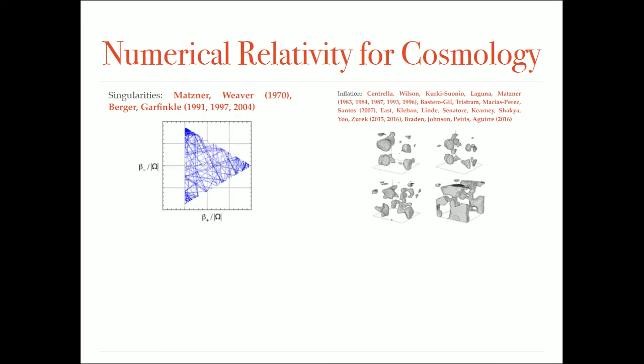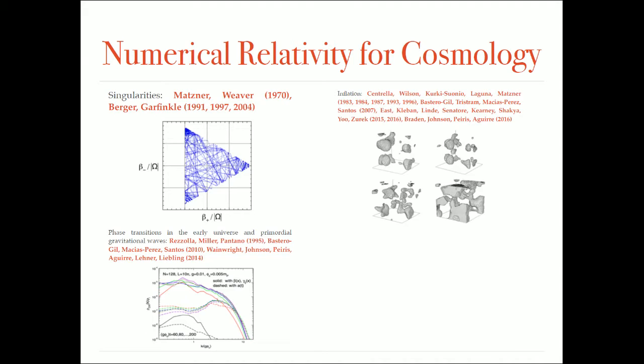And this is something that there was some work on in the 80s, but also something that quite recently has been resurrected. The generation of tensor modes in the early universe has also been studied with this system. Obviously, in order to study that, you need something that takes into account the relativistic tensor modes of the gravitational field.